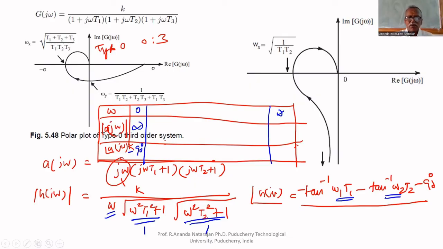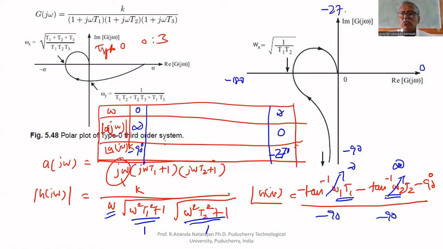When omega equals infinity, what do you get? If you substitute infinity, the magnitude automatically becomes 0. Finally, it goes to the origin. What is the angle? When omega tends to infinity, each tan inverse term becomes minus 90, so the angle is minus 270 degrees. So the angle goes 0, minus 90, minus 180, minus 270.